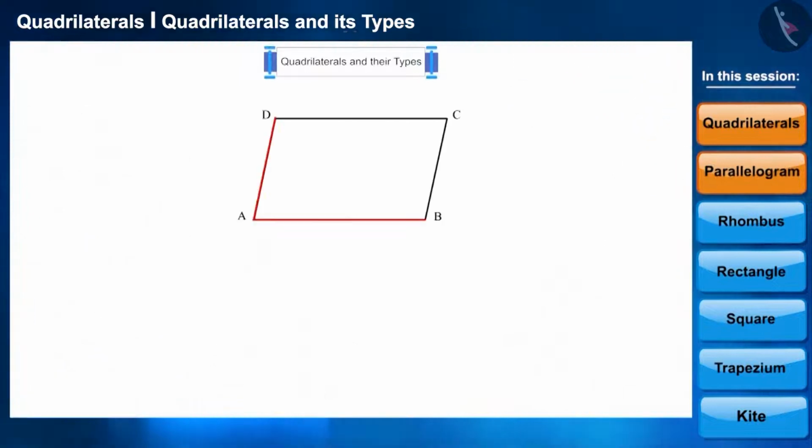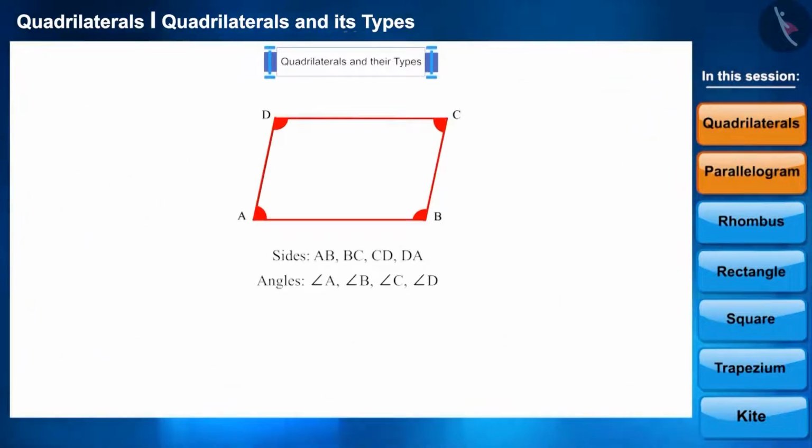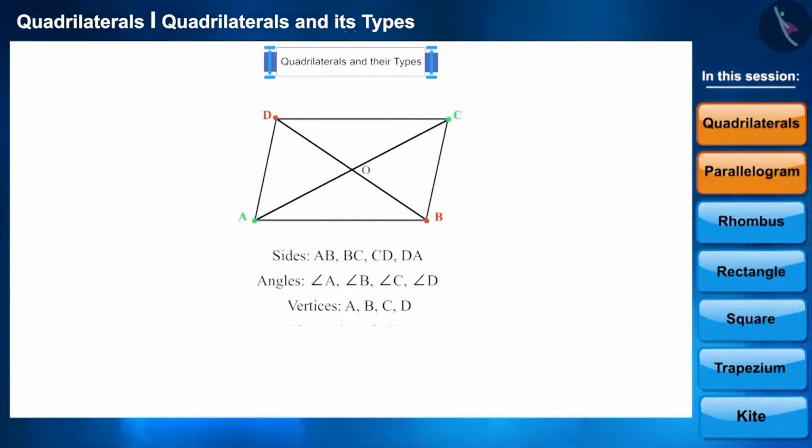Friends, a quadrilateral has four sides, four angles and four vertices. And line segments formed by joining opposite vertices are called the diagonals. And all quadrilaterals have two diagonals.